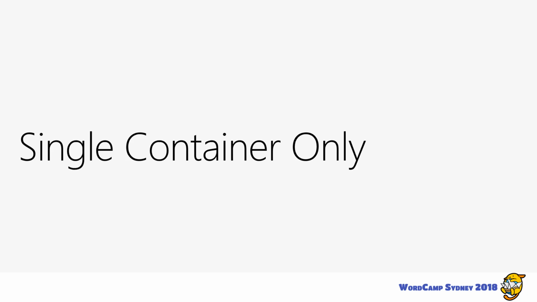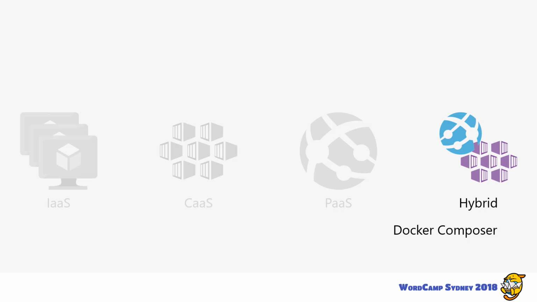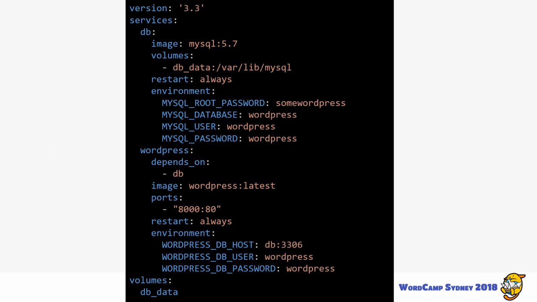The problem is that this is the single container scenario. So if we have multiple containers for our development purposes, this scenario doesn't fit. In this case, we can use Docker Compose as a multi-container approach. So this is another hybrid scenario. So yeah, we can use multiple containers with Docker, right?